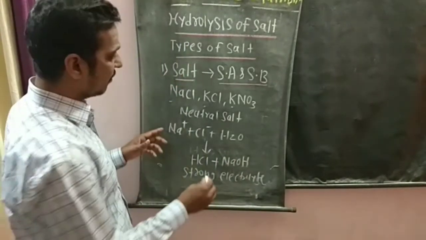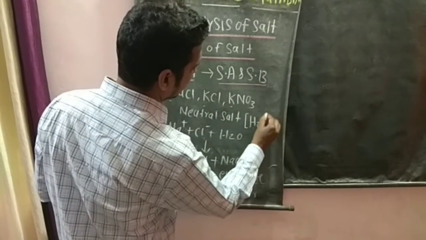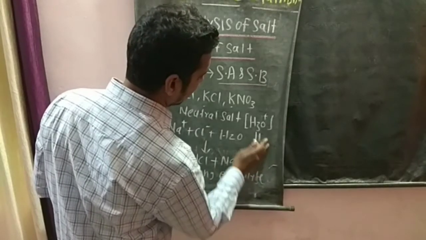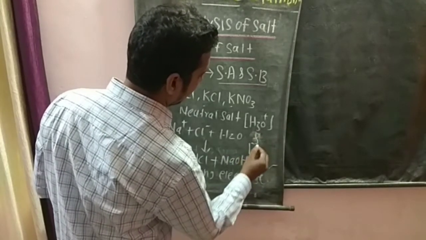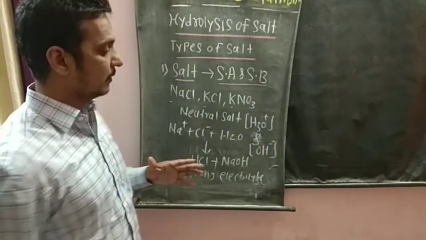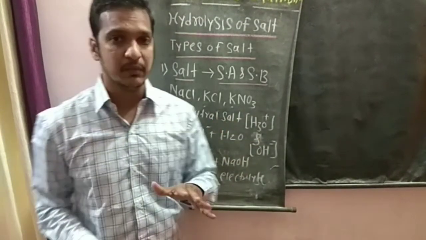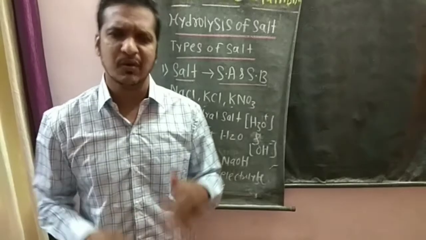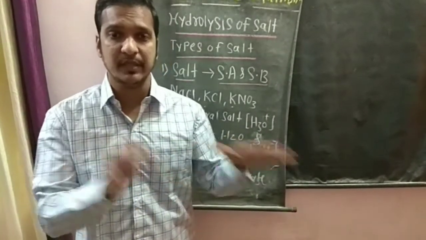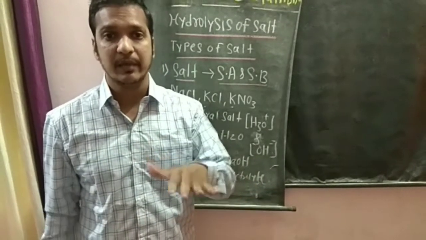So the concentration of H3O plus and the concentration of OH minus will not be disturbed. The concentration of H3O plus remains equal to the concentration of OH minus, or we can say that the concentration of H plus is equal to the concentration of OH minus. They remain the same.